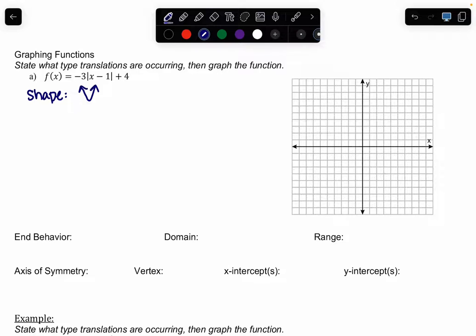Talking about our translations, how is our graph moving? The a is negative, which means down. So a equals -3. So we know it's facing down. The terminology for that would be reflect over the x-axis. What does the 3 do? Is that going to be a vertical stretch or shrink? It's going to make it taller. It's going to multiply something by 3. We're going to stretch it.